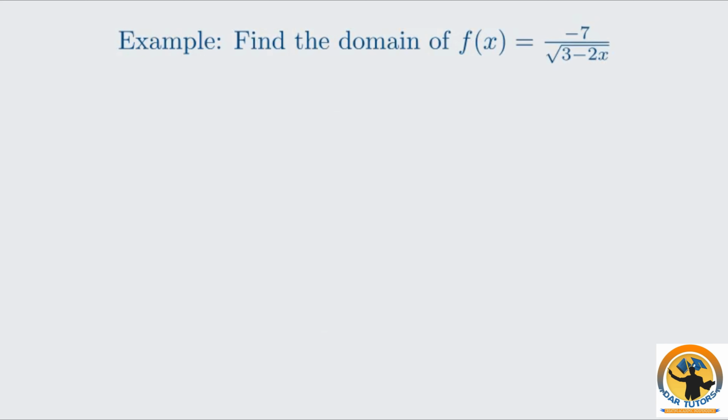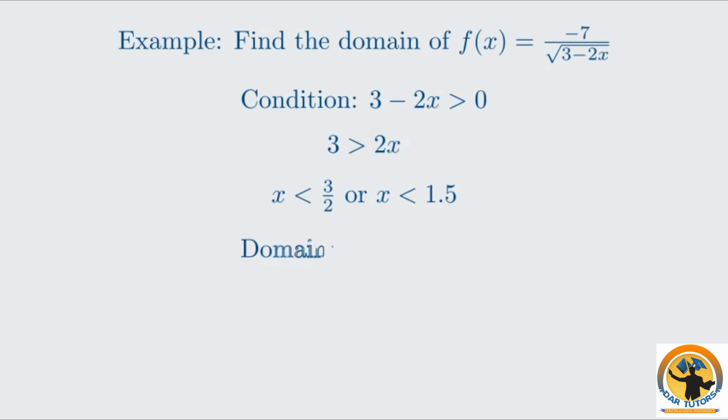Let's try a more complex example. Find the domain of f of x equals negative 7 over the square root of 3 minus 2x. The denominator cannot be 0, and the expression inside the square root must be non-negative. So 3 minus 2x must be strictly greater than 0. Solving this inequality, we get 3 is greater than 2x, or x is less than 1.5. This is our domain.